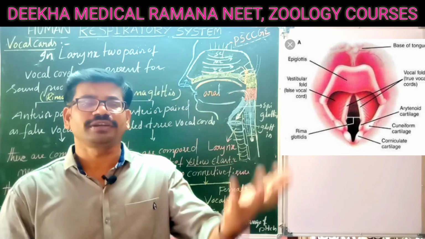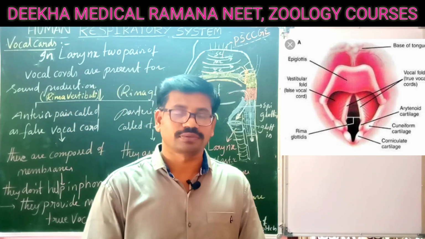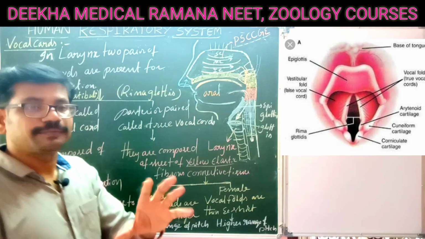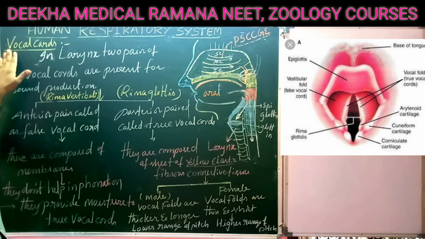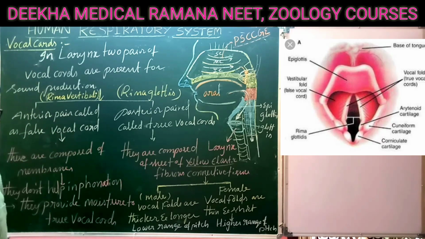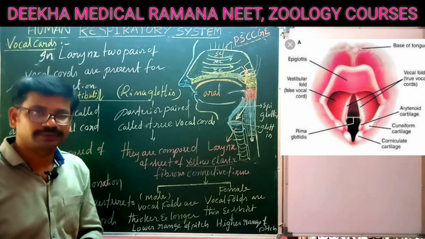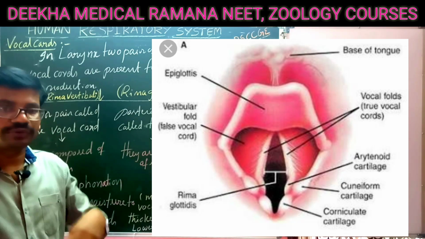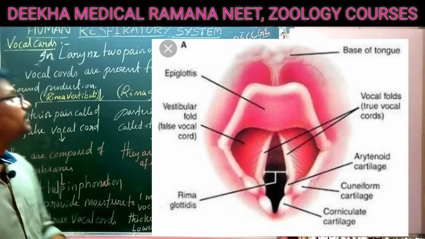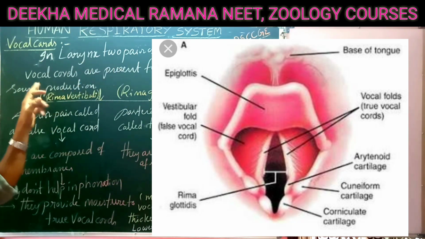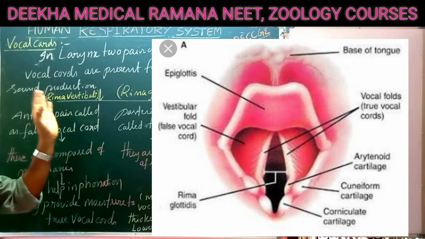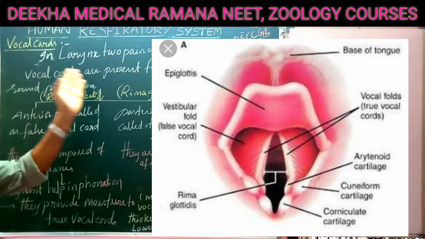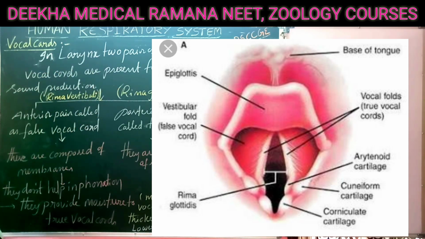What is the reason behind producing a voice? A very important, significant character is the presence of vocal cords. These vocal cords are made up of elastic yellow fibers. They vibrate while exhaling the air. So in the larynx, two pairs of vocal cords are present for sound production. Very important: there are two pairs of vocal cords present for sound production.